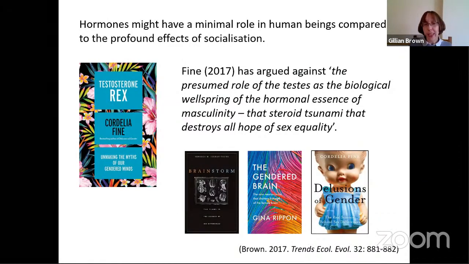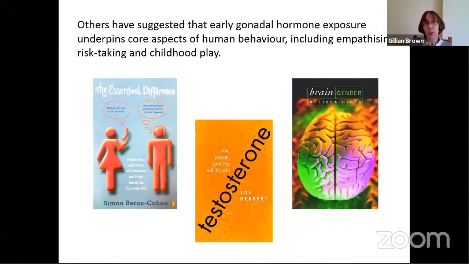In contrast to these researchers arguing that socialization is probably the most influential factor in human behavior, others have suggested that early gonadal hormone exposure does play a role in human behavior. I've chosen three accessible popular science books that have taken this approach. One you might be familiar with is Simon Baron-Cohen's research on empathizing and autism. Here's a book from Joe Herbert, which talks about risk-taking, and a book by Melissa Hines in Cambridge, who talks about brain gender and how we can study individuals, particularly those exposed to unusual hormone levels during development, and how that might impact on play, for example. So again, we're coming back to this idea that within this debate, which can sometimes get quite acrimonious, there's still a nature versus nurture argument.